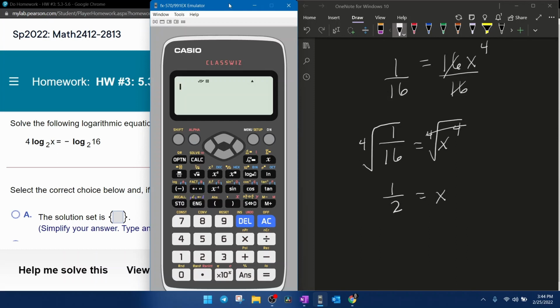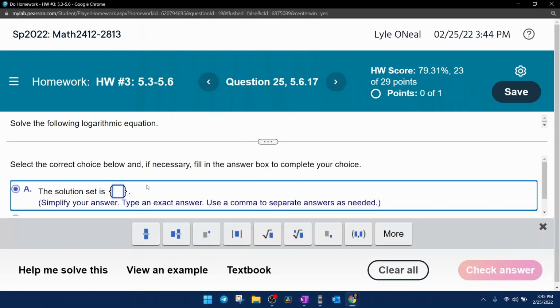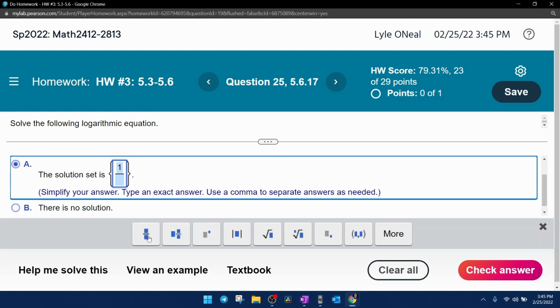And if you're not sure how I got there, we can use our handy dandy ClassWiz with the any root button. So that's going to be shift and the any power button. And I'm going to give that an index of 4. I'm going to move under the radical, use my fraction button, and give me a 16. The fourth root of 16 is a half, verified with the ClassWiz. And so now to verify that in MyLab Math, the solution set is 1/2.